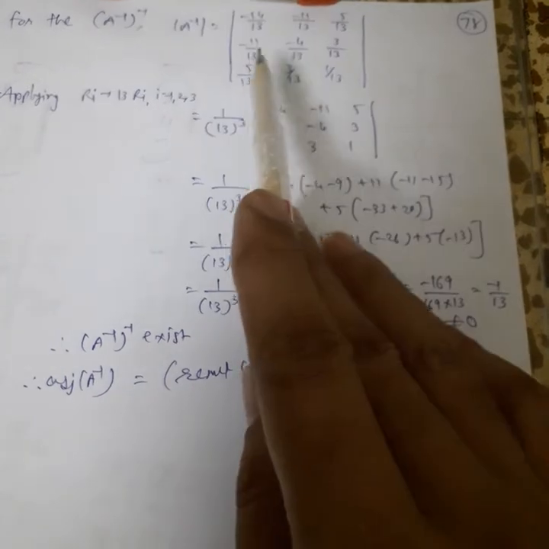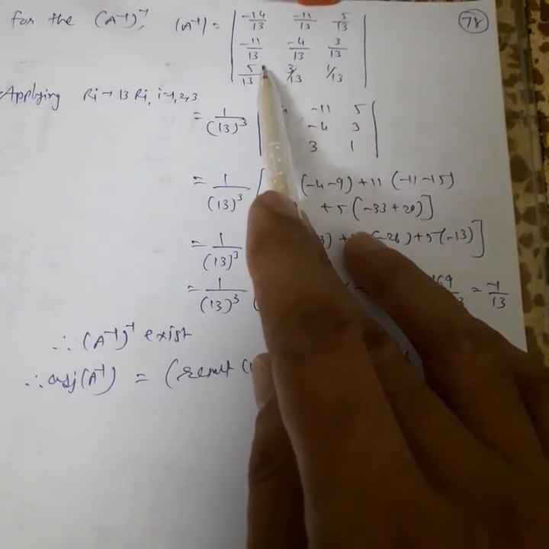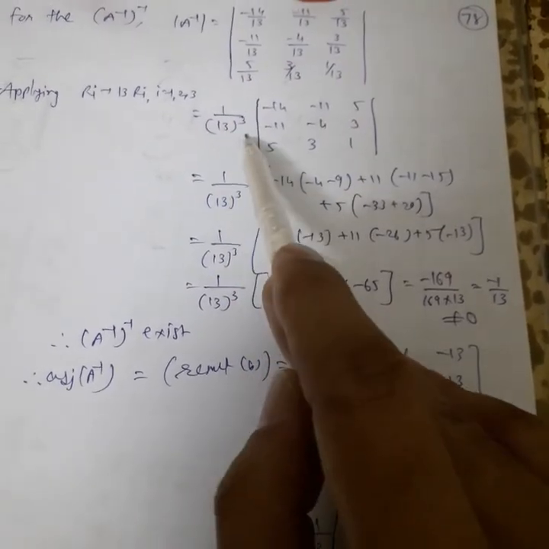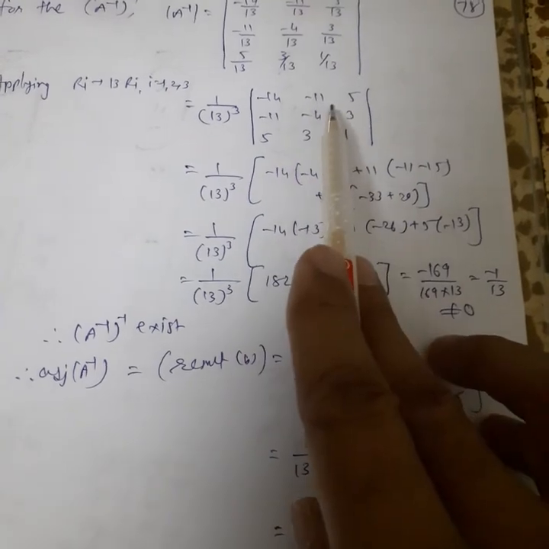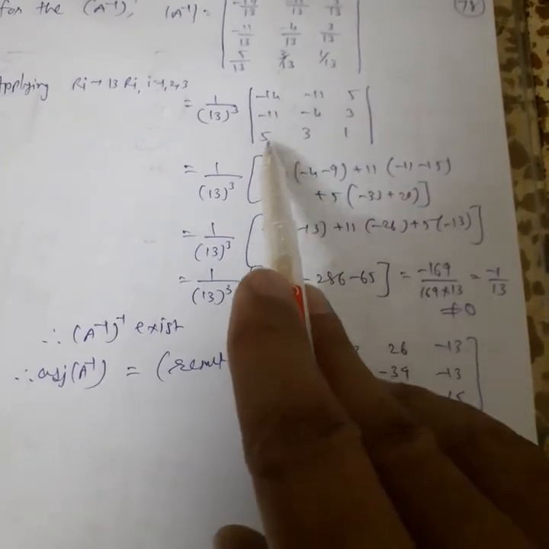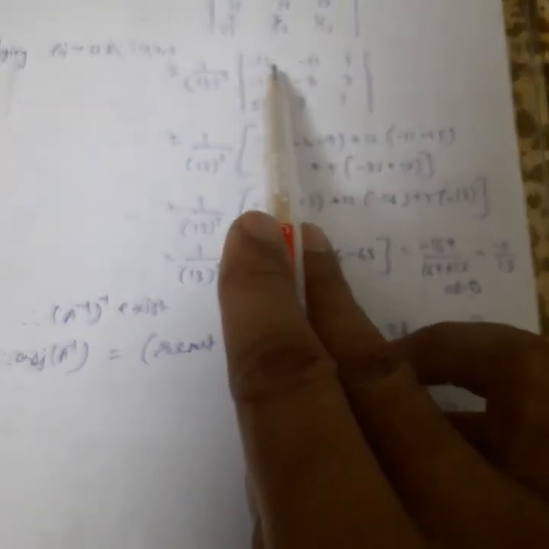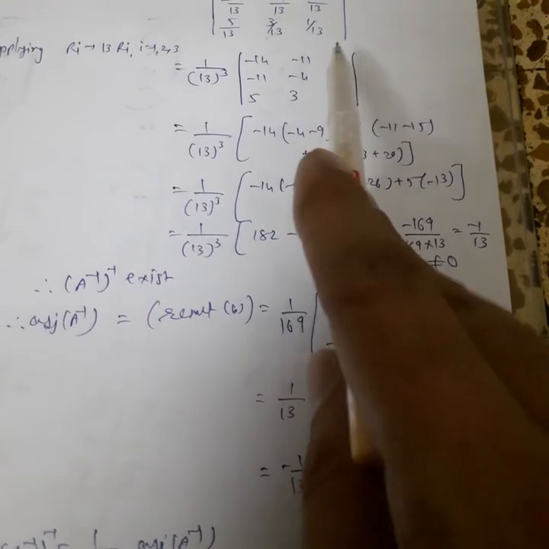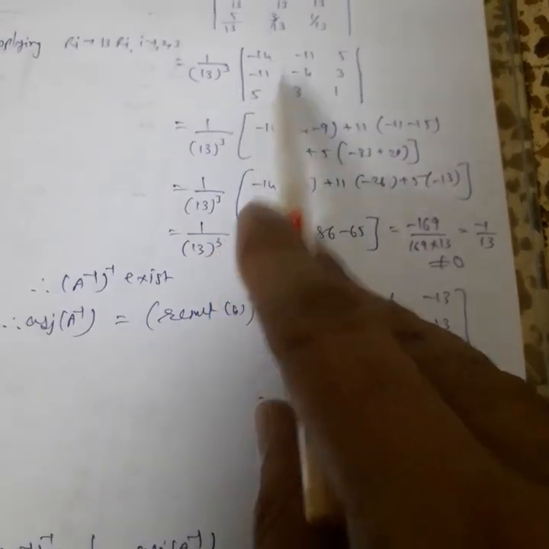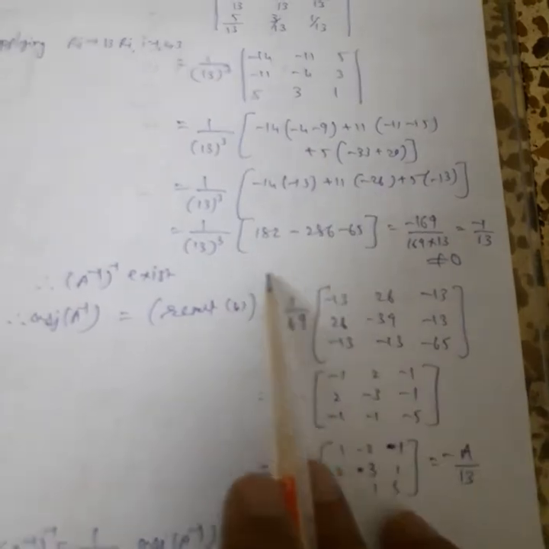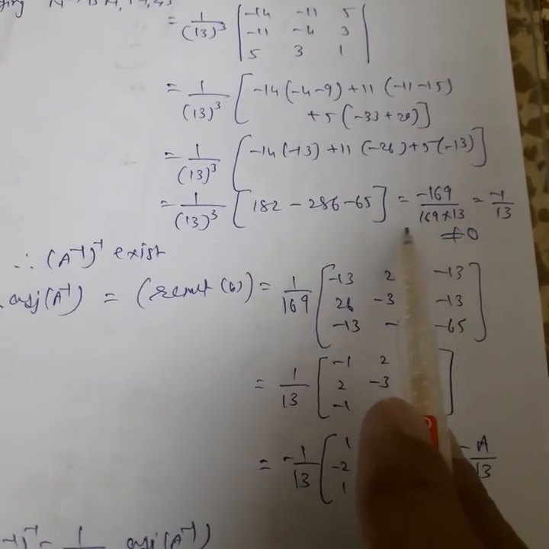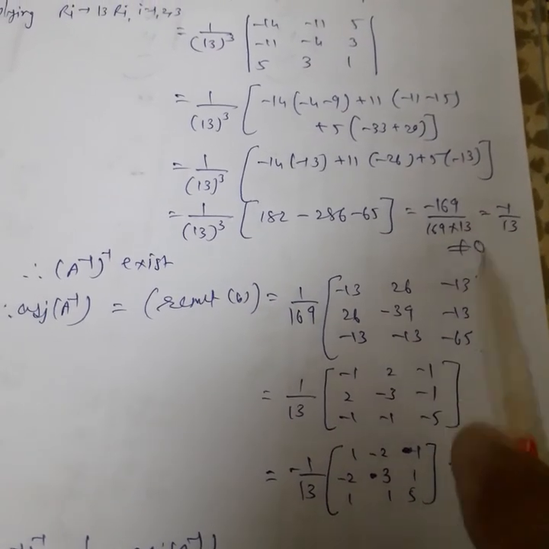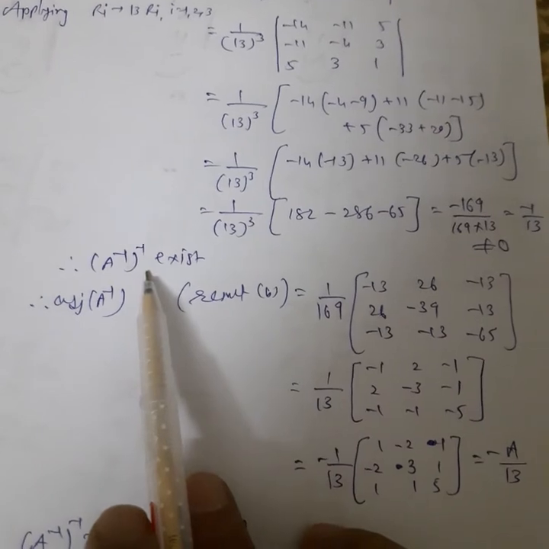Then we get the value of this determinant as 1 upon 13 cube times, so here we divide by 13 cube. So 1 upon 13 cube, and the other entries are minus 14, minus 11, 5, minus 11, minus 4, 3 and 5, 3, 1. We expand this determinant: minus 14 into minus 4 minus 9, plus 11 into minus 11 minus 15, plus 5 into minus 33 plus 20. Its simplification will be minus 169 upon 13 cube, that is 169 into 13, so it will be minus 1 by 13. It is not equal to 0, meaning its inverse exists.